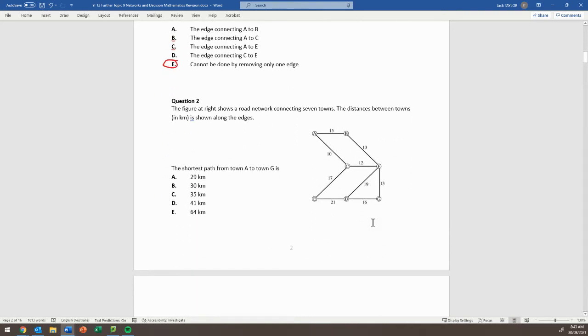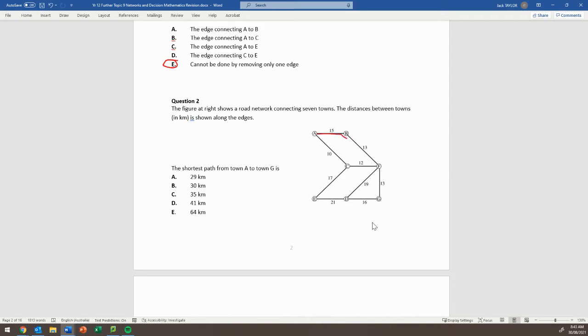Question 2. The figure at right shows a road network connecting 7 towns. The distance between towns is shown along the edges. All right, so a bit of a shortest path problem. I mean, you could use Dijkstra's algorithm for this one, but that would probably take way too long. This one is much better done by inspection, so testing a few different ways.